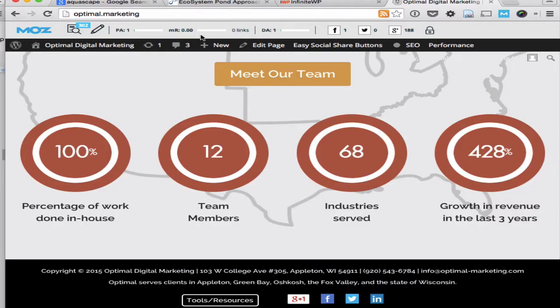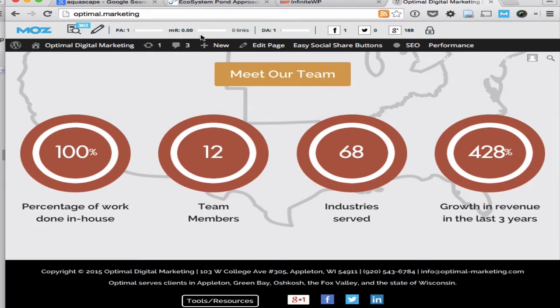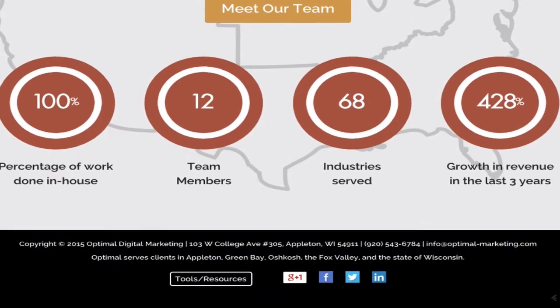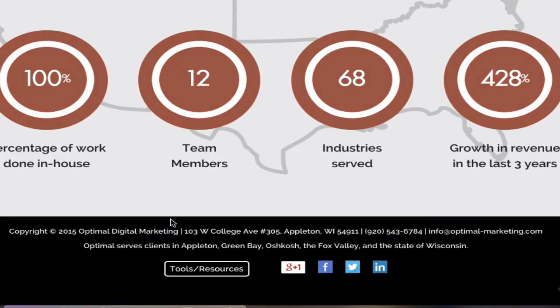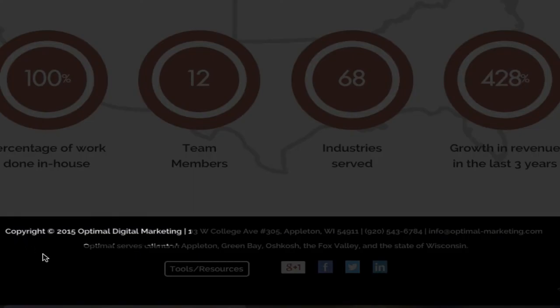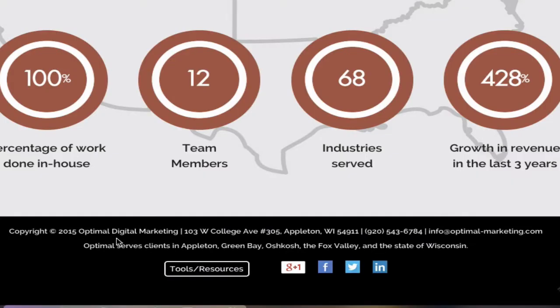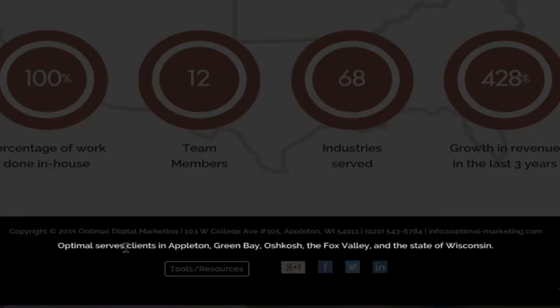An important part of locally optimizing your site for your cities and regions is your footer. Your footer is that area at the bottom of your page. In this case, I'm showing you an example of the footer of our site. And this is where you want to include all your copyright information, your address, and especially the areas you serve.